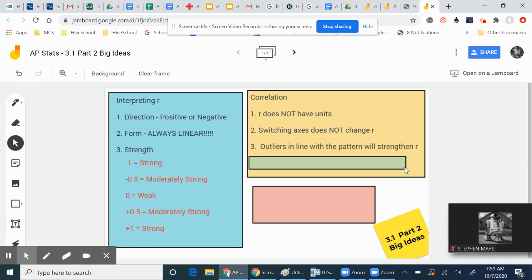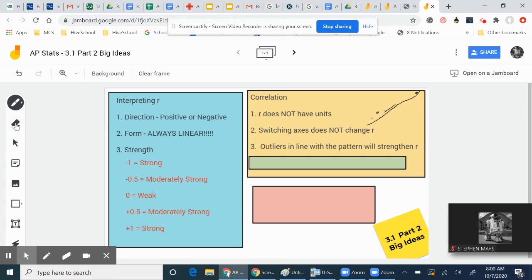The third fact that we need to know is that outliers in line with the pattern will strengthen r. Let me give you a little example of that. Draw a little picture here. If this was our scatter plot and we just had these dots, and then we had this one dot way over here, this point is in line with the other ones. So this outlier, which is far away from everything else, over here on the right, will strengthen r because it is in line with the rest of those values.